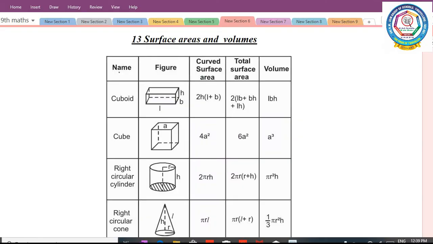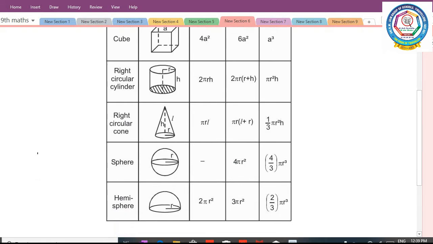Today's topic is Chapter 13, Surface Areas and Volumes. In this chapter we are going to learn only about three-dimensional shapes. What is meant by a three-dimensional shape? It consists of length, breadth and height. For example: cube, cuboid, right circular cylinder, right circular cone, sphere and hemisphere.